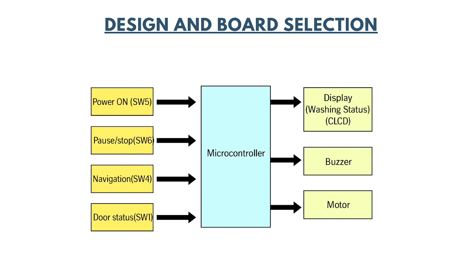Power on is basically used to switch the power on and off. Pause and stop are used to pause and stop the timer. Navigation is used to navigate through the menu for different options that we'll be discussing later, and door status is used to show whether the door is open or not. Power on is shown by the display. Pause and stop is also shown by the display. For navigation, we use the display to navigate through different menus and their items. Door status is indicated by a buzzer. For example, if the door is open, the buzzer will sound to indicate that the door is open and we need to close it for the washing machine.